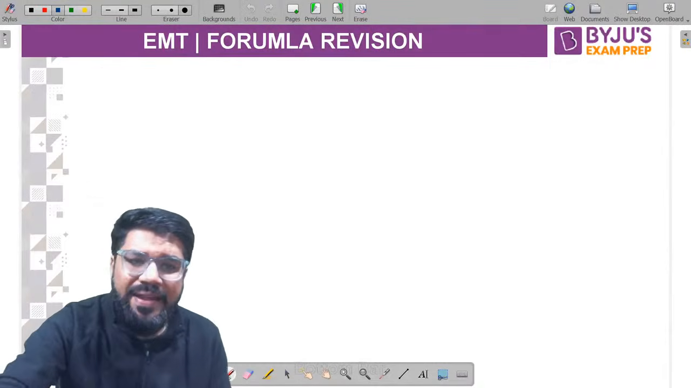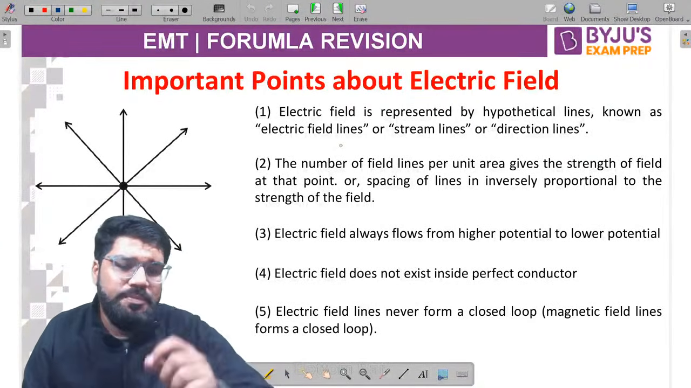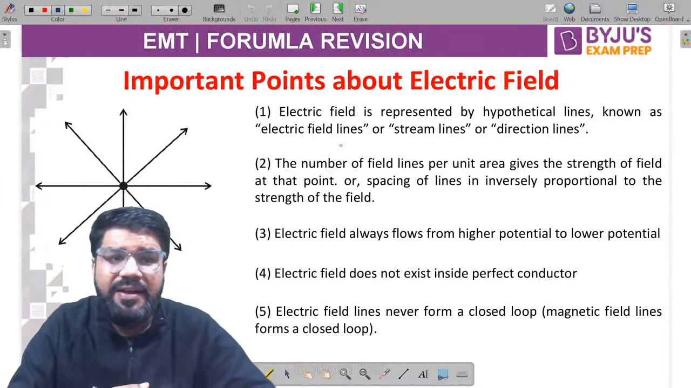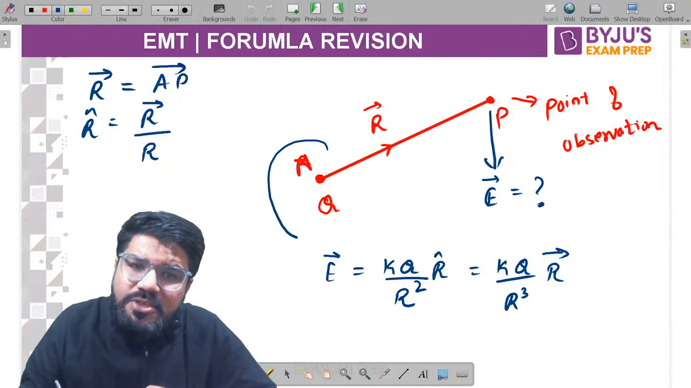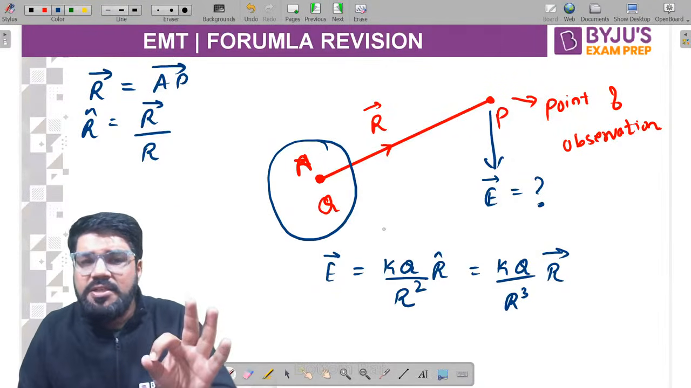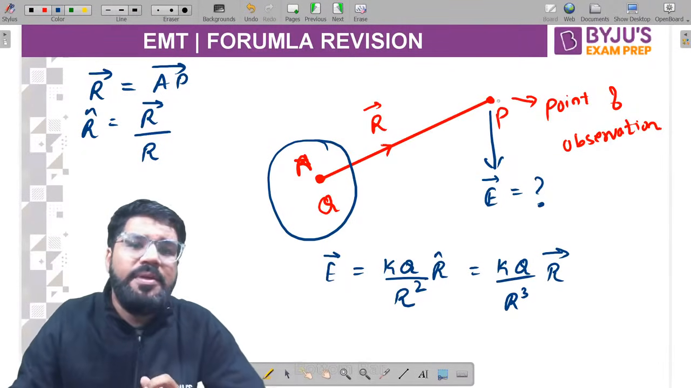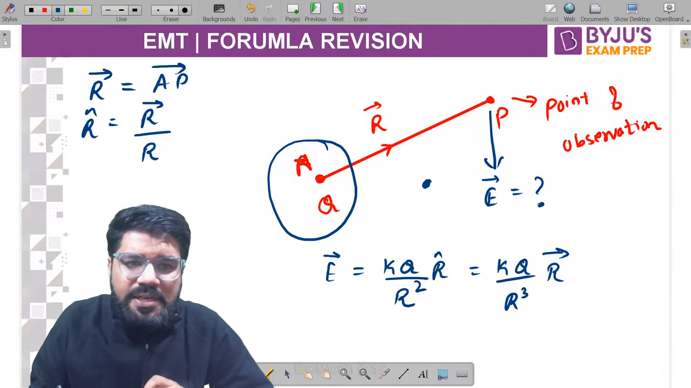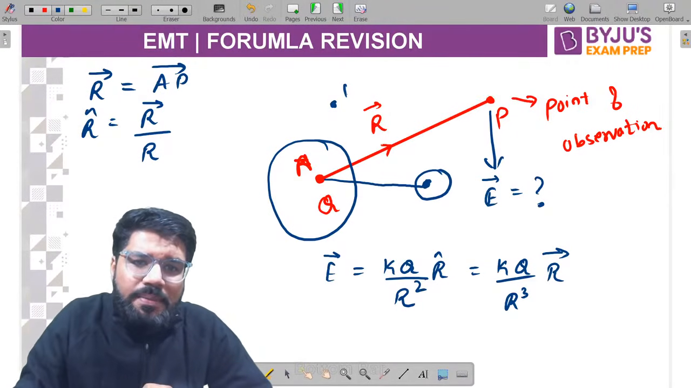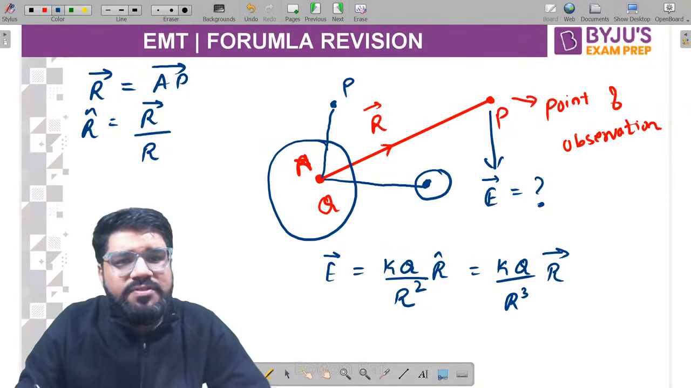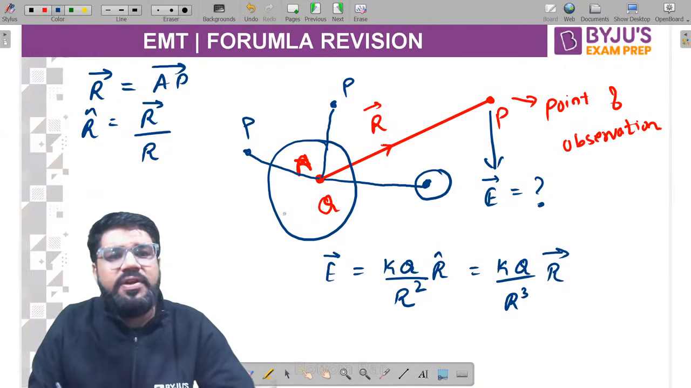Next, the question and the formula that you can expect is from the flux. Before going to the flux, let me tell you one or two important points about the electric field lines. Let me come to the previous picture. This is the source charge. Where can you experience the electric field? Even if the point P is here, you can calculate the electric field at the point P. Point P may be located here, and this also will have some electric field.